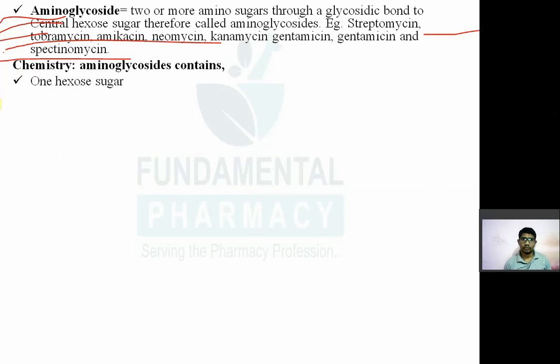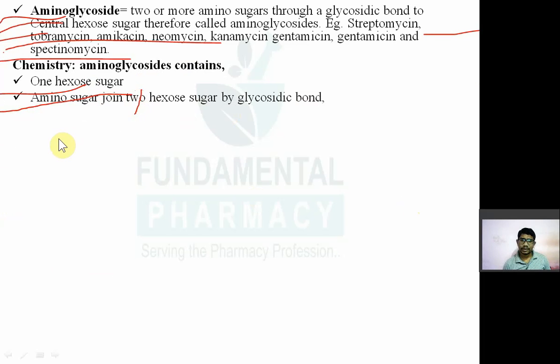So first thing, one hexose sugar. Second thing is the amino sugar joined to the hexose sugar by a glycosidic bond. So the hexose sugar is the first structural component, and the second structural component is the amino sugars. The amino sugar will form a bond with the hexose sugar by a glycosidic bond.